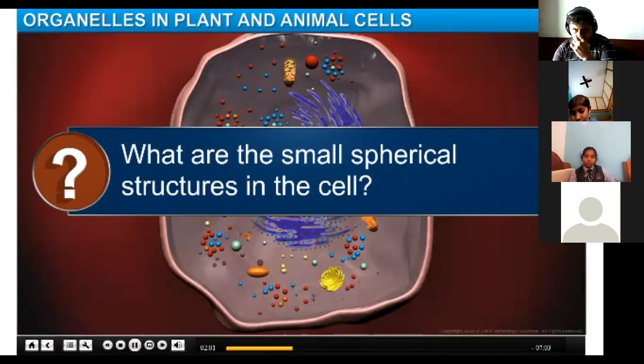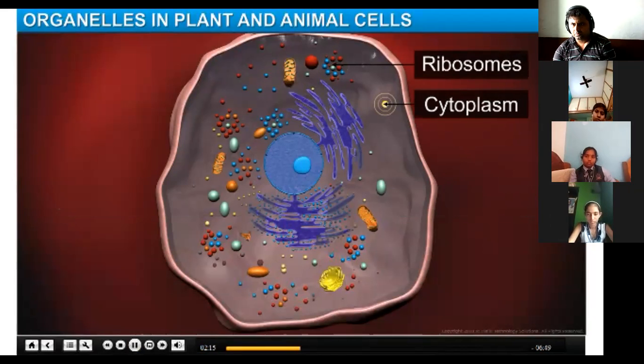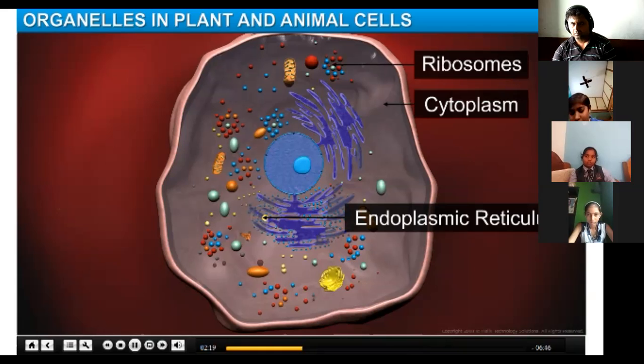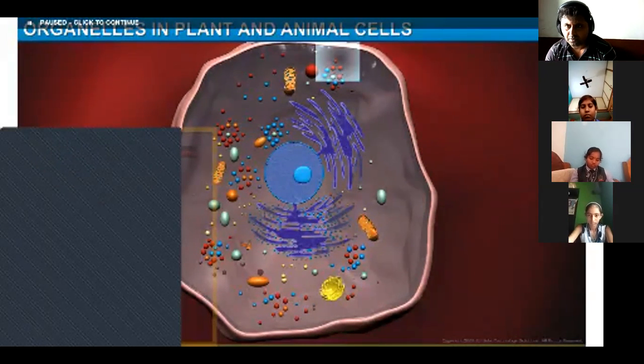What are the small spherical structures in the cell? The small spherical structures in the cells are the ribosomes. Ribosomes are found scattered in the cytoplasm or attached to the outside of the endoplasmic reticulum. My dear students, take down ribosomes.